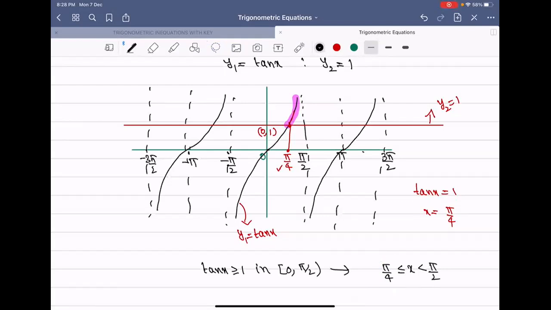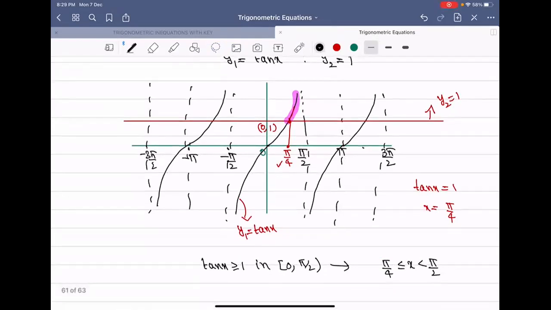Sir, why are we taking an open interval at pi by 2? At x equal to pi by 2, tan is what? Infinity, undefined. It never reaches, it approaches only. We call that an asymptote. Tangent at infinity is called an asymptote. So now this is the particular solution.